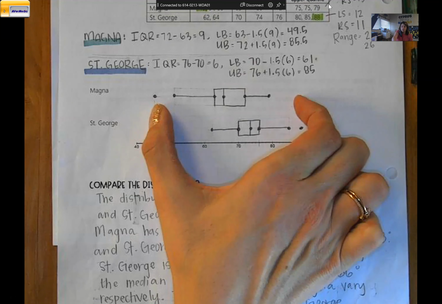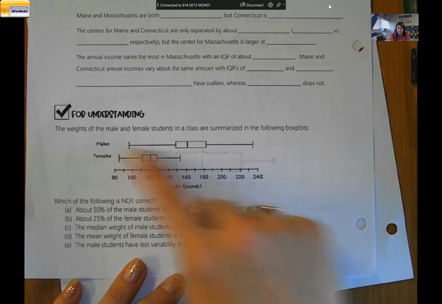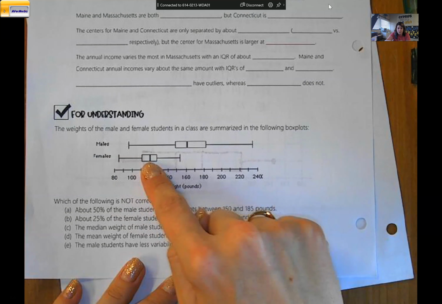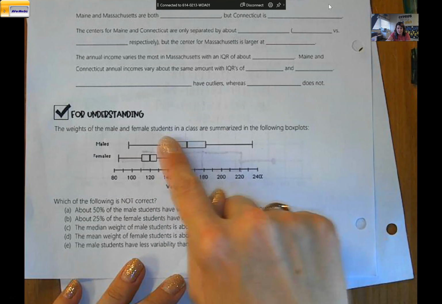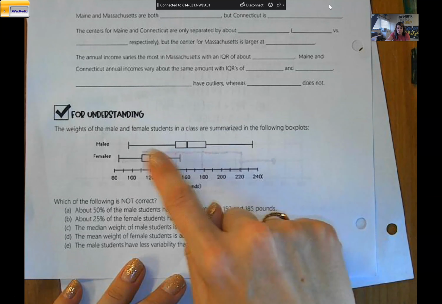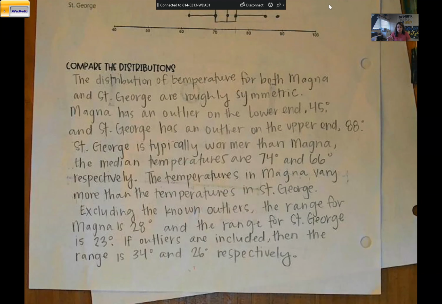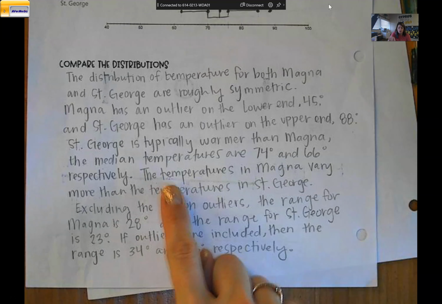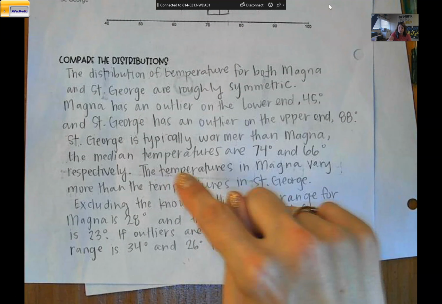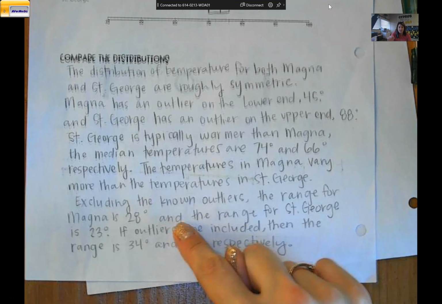If you have a really long box plot, like on this multiple choice problem, you can totally tell that males vary way more than females, because this one's almost twice as long. The male distribution is almost twice as long as the female. So that had me at spread. So: shape, outliers, center, spread.